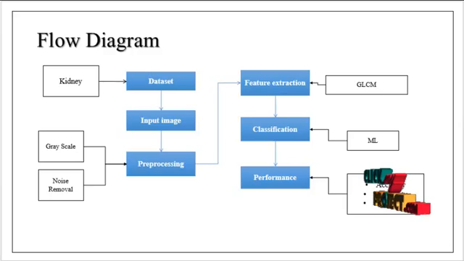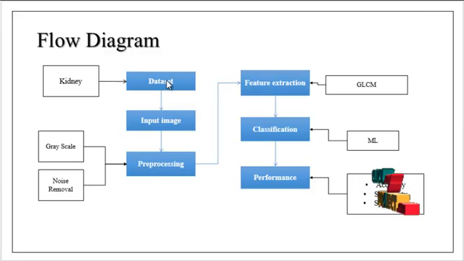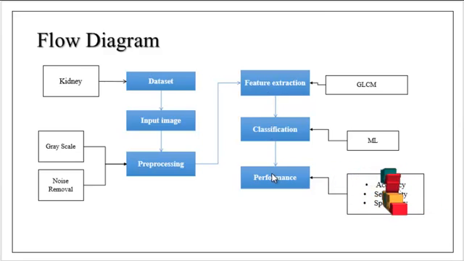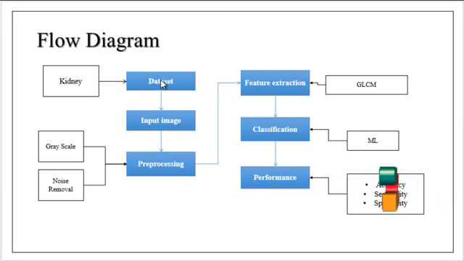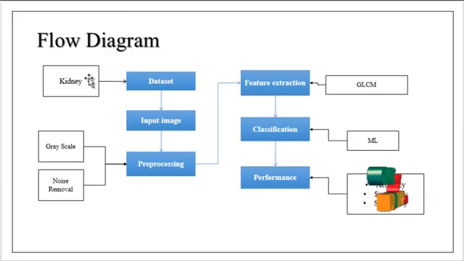Now we are going to discuss the flow diagram of the process. This is the overall working flow of this project. This project consists of the steps: input image, pre-processing, feature extraction, classification, and finally performance estimation. These are the modules in this project. At first, the input image is taken from the dataset. The dataset consists of a lot of kidney images, which have stones as well as normal images.